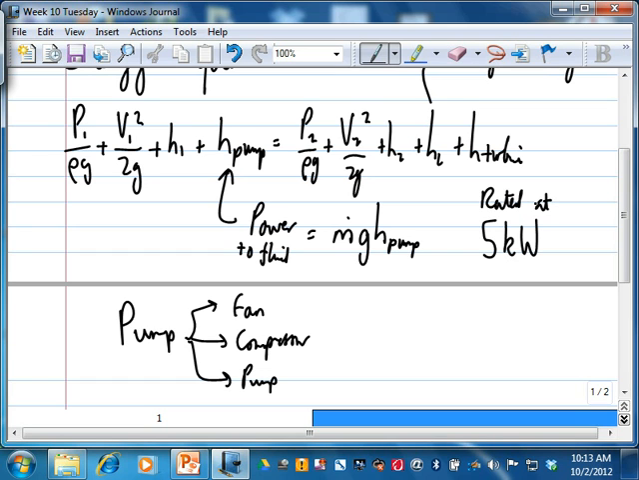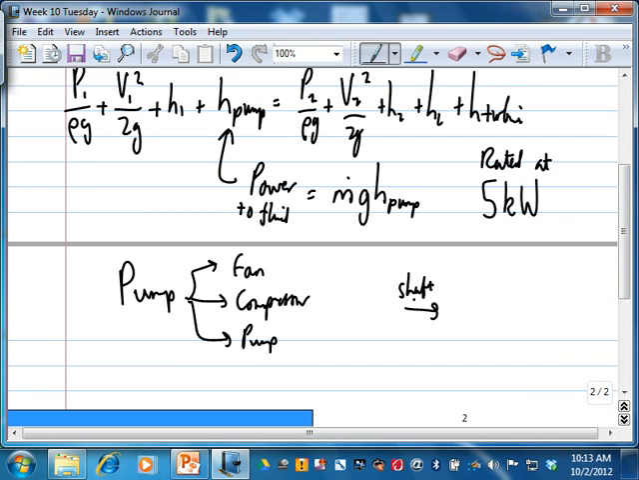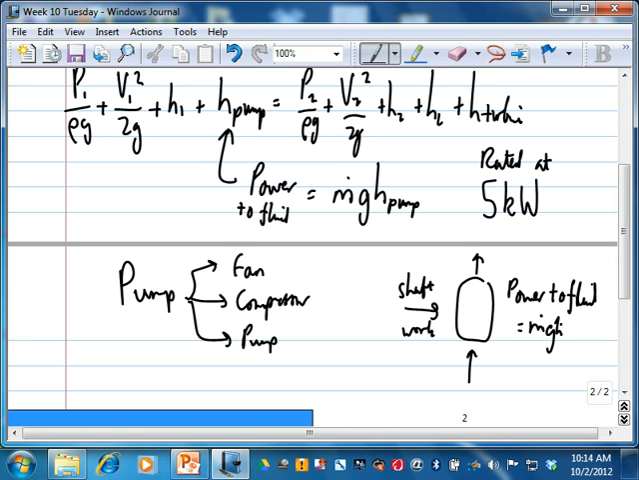First thing, there's two powers. Normally the pump has the shaft work going in, and then the pump delivers power to the fluid, which is normally equal to m dot gH. The conversion is normally not 100%. Some gets lost in noise, vibration, and other things. So the shaft work is normally omega times torque. That's power. Correct. And this one is m dot gH.